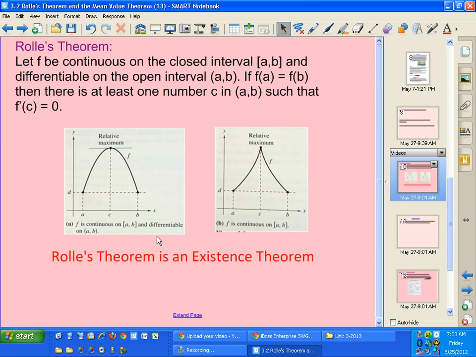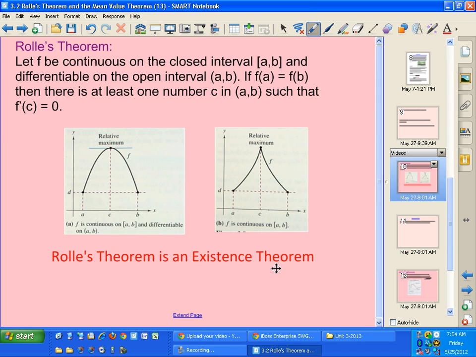Rolle's theorem was looking at maximums and minimums, and Rolle was trying to determine if you could find a max or a minimum of a function. What his theorem is all about, and this is very important, is that Rolle's theorem is an existence theorem.